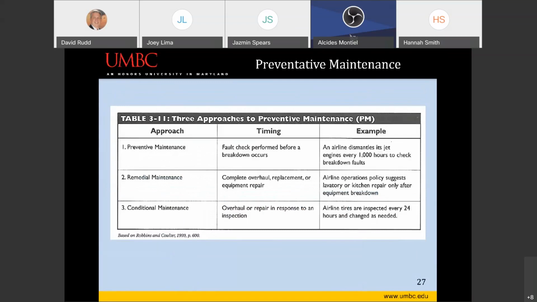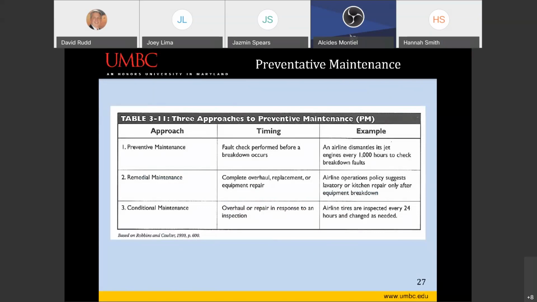Now there are 3 different approaches to preventive maintenance. As you can see on the left-hand side, for preventive maintenance, the timing is you're going to do the checks before a breakdown occurs. An example is airlines: after every 1,000 hours, they take apart the jet engines and check everything to make sure everything is operating, and put it back together. It's a big job, but obviously you know how important that is.